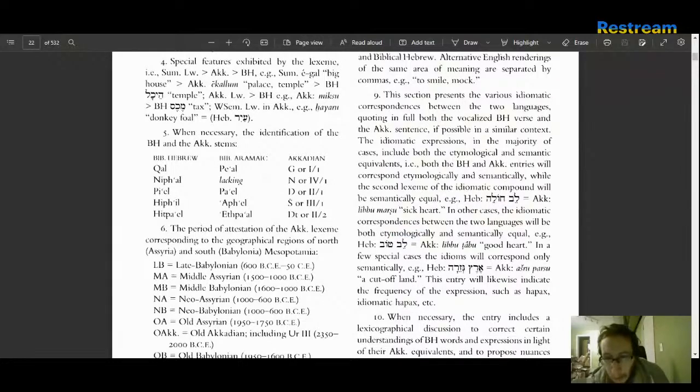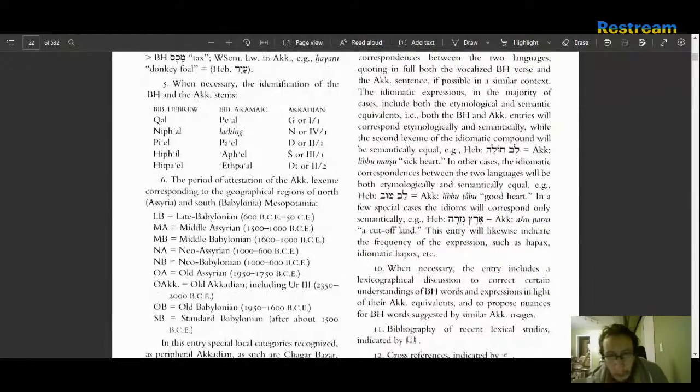So, for example, this first one, lib hula, is identical in meaning to lib mars, but mars is a different word than holla. My pronunciation might not necessarily be accurate, but down here we have this phrase leb tov. That means good heart. In Akkadian, it's lib tab. It's the same two words. In a few special cases, the idioms will correspond only semantically.